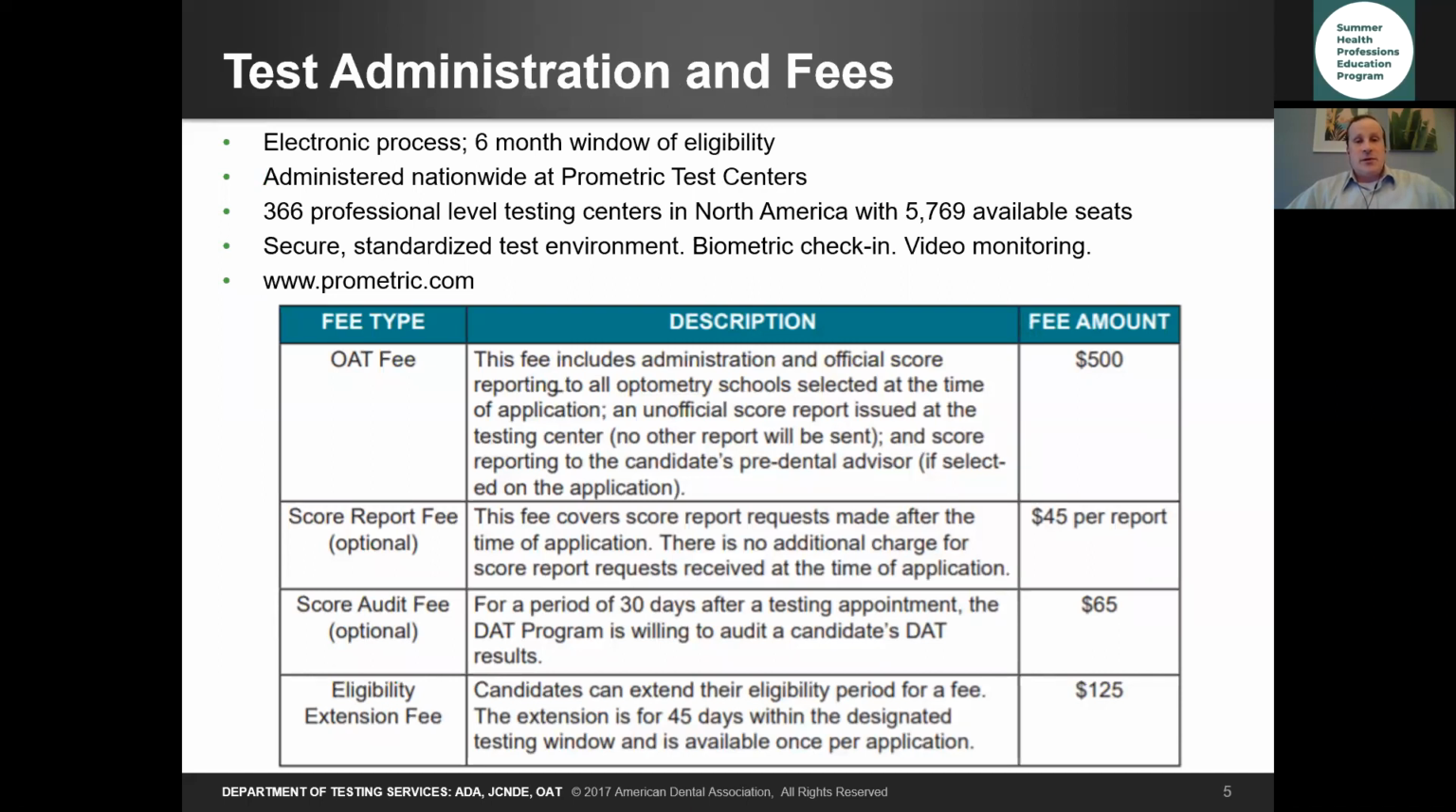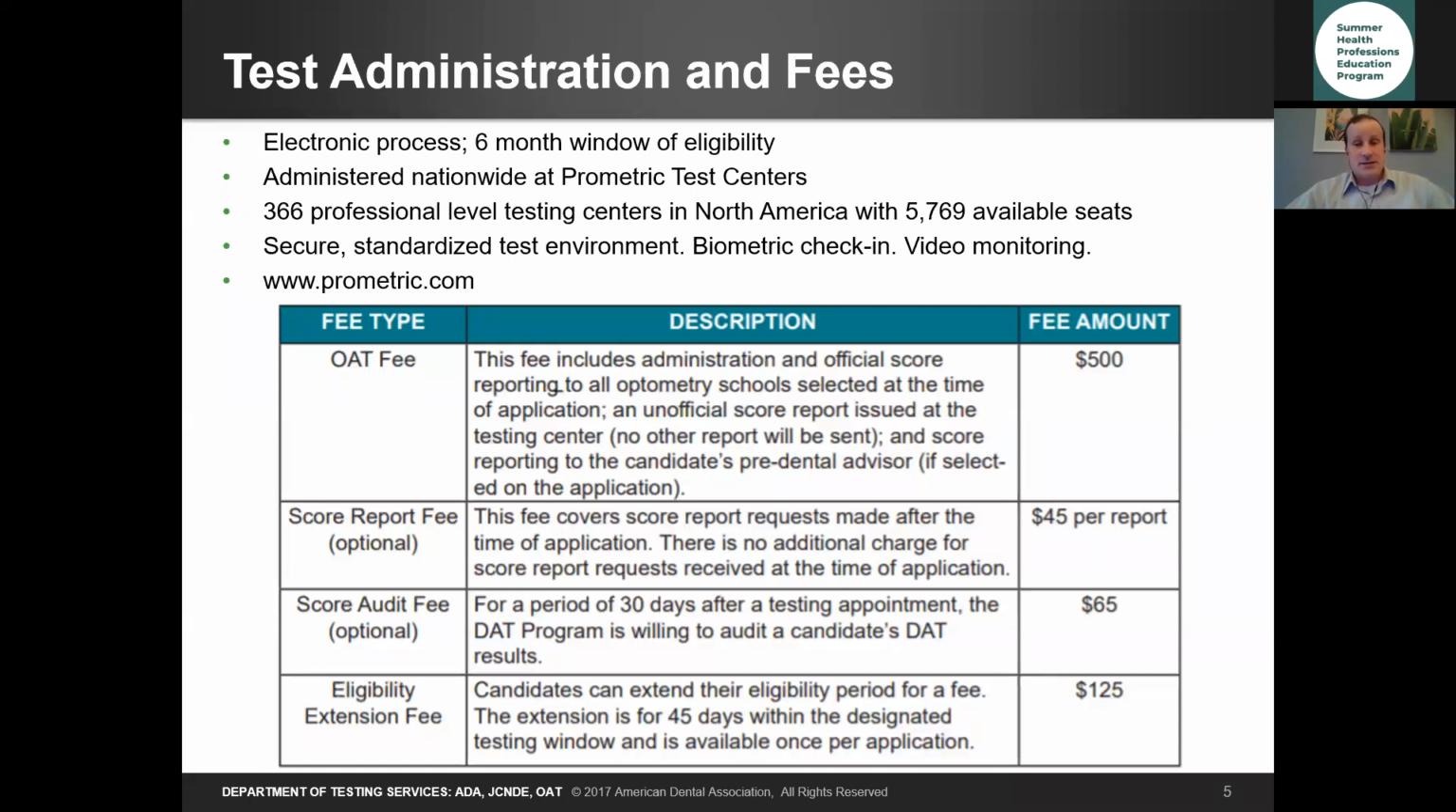So this is the test administration fees for 2021. The base fee is $500. That includes official score reporting to all optometry schools, so long as you pick them at the time you are submitting your application to take the test. It will automatically fill all of the schools.